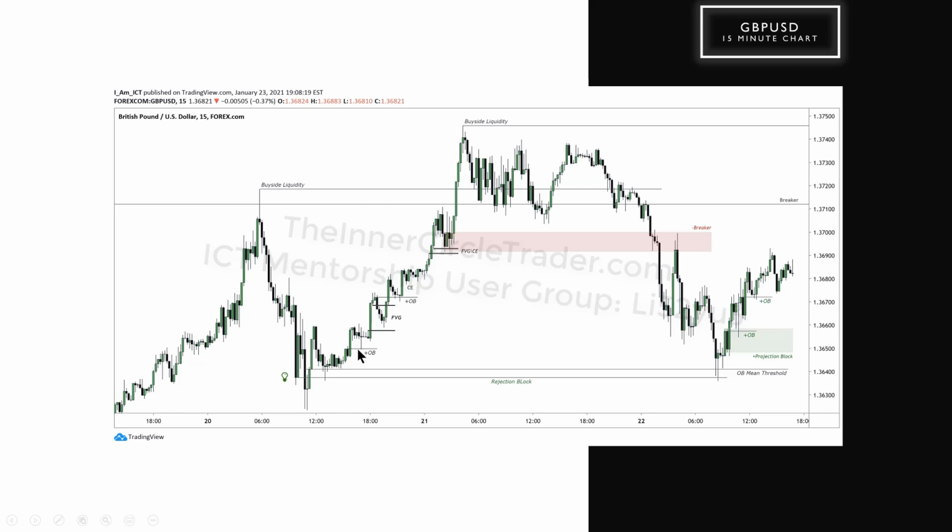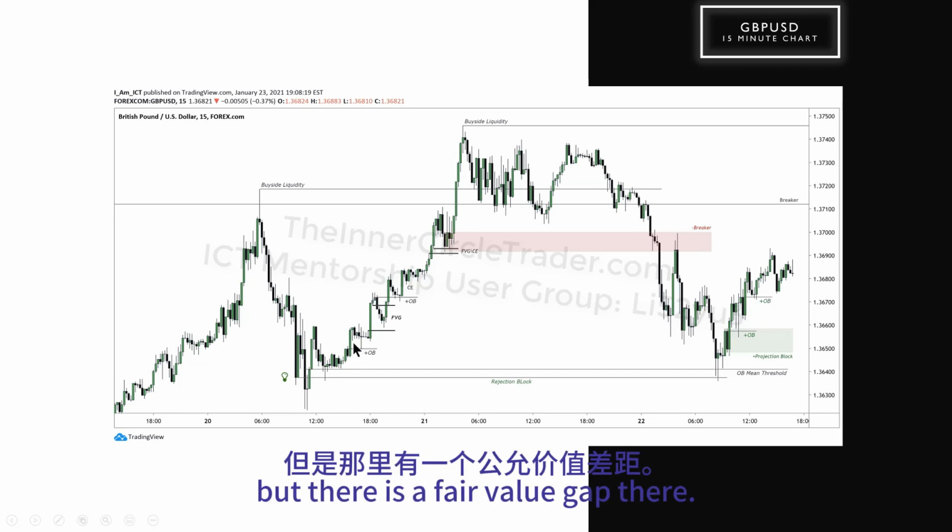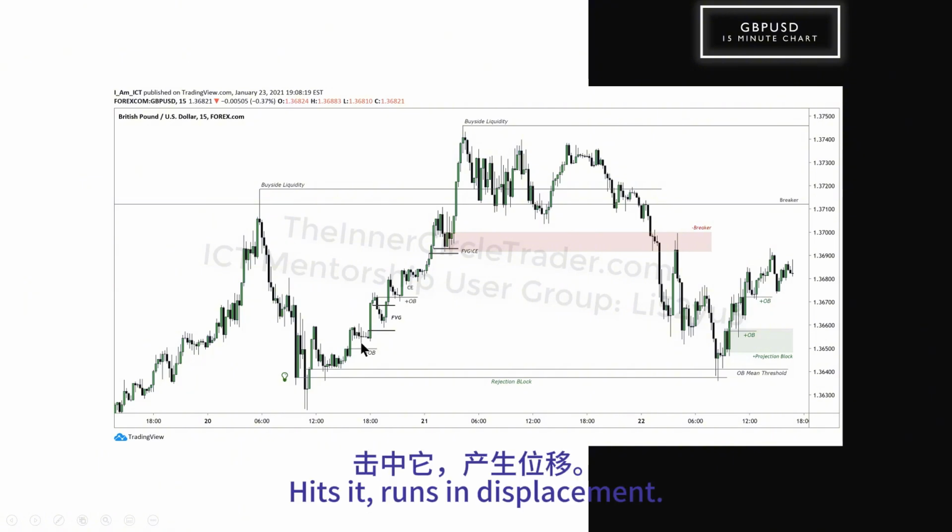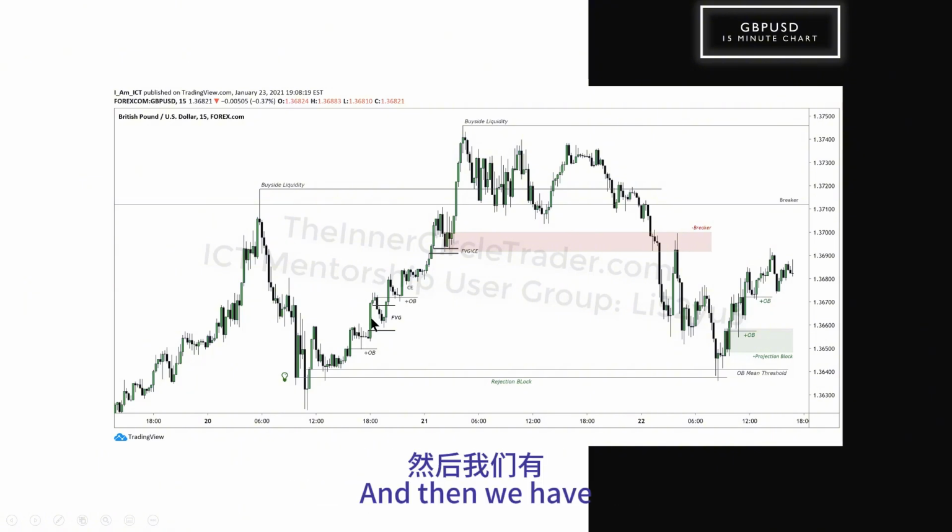But anyway, where was that here? The order block, fair value gap, no annotation in there, but there is a fair value gap there. Hits it, runs, then displacement. And then we have the order block here, fair value gap, trades back down into the old highs, and this area over here, and this area over here, and this area over here. All through here, what do you see?